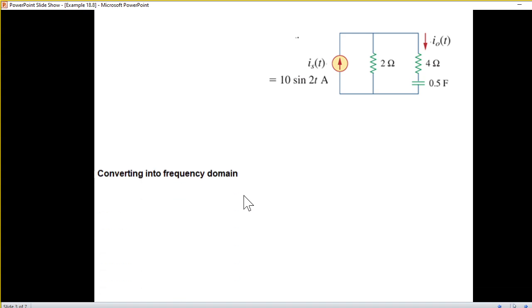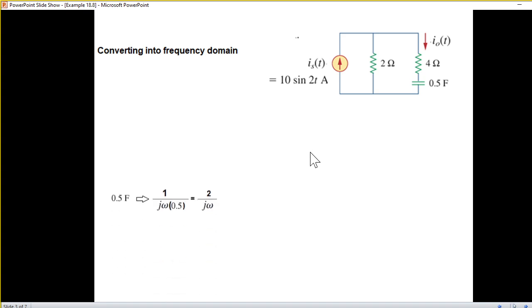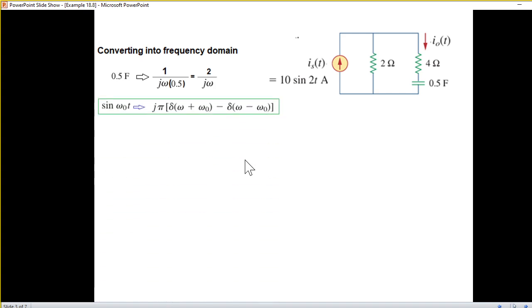But first of all, we have to convert the circuit into the frequency domain. The capacitor, you know, is 1 over j omega C. Putting the value, for the capacitor we write 2 over j omega. And the Fourier transform of sin omega t is given in your table, so we'll be using that.